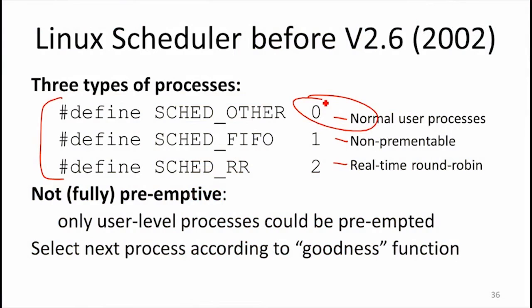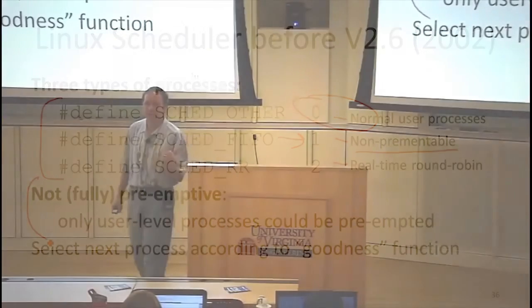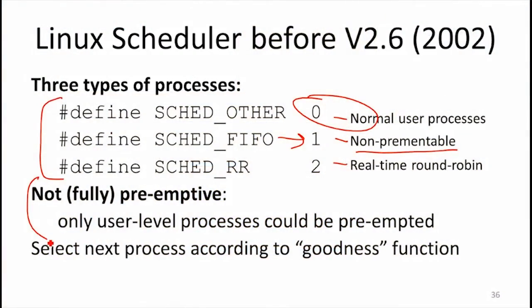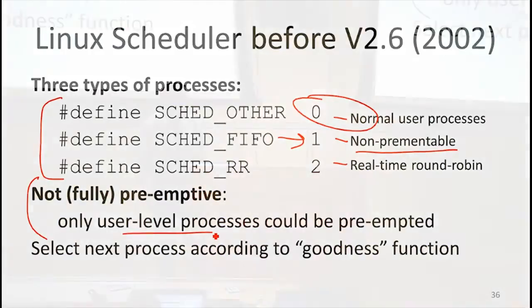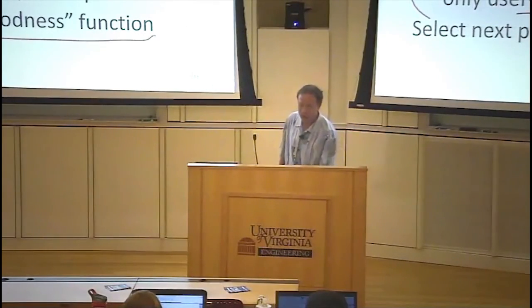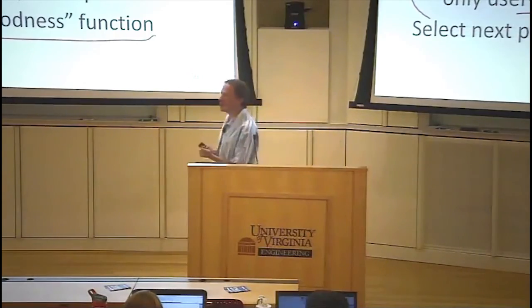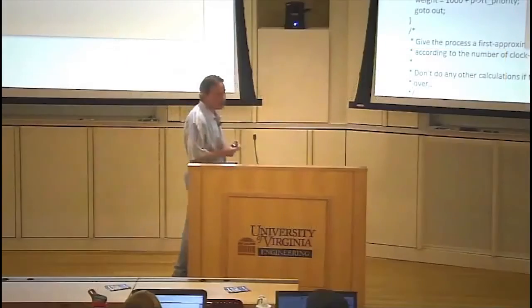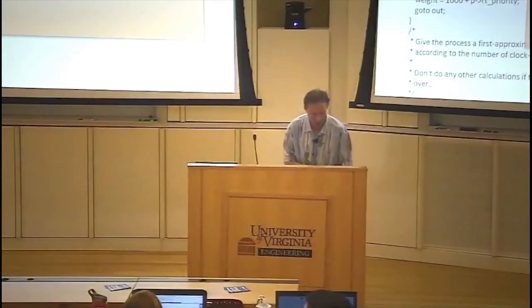Parts of the kernel are running non-preemptible. It's not a fully preemptive operating system in the sense that there are tasks that run that can't be preempted. Only kernel-level processes can do that. User-level processes can be preempted. The way the scheduler would select the next process is to use a goodness function to pick the best process to run. And what that function would do is use those priority values and other things to figure out which one to run. We will continue with this next class.